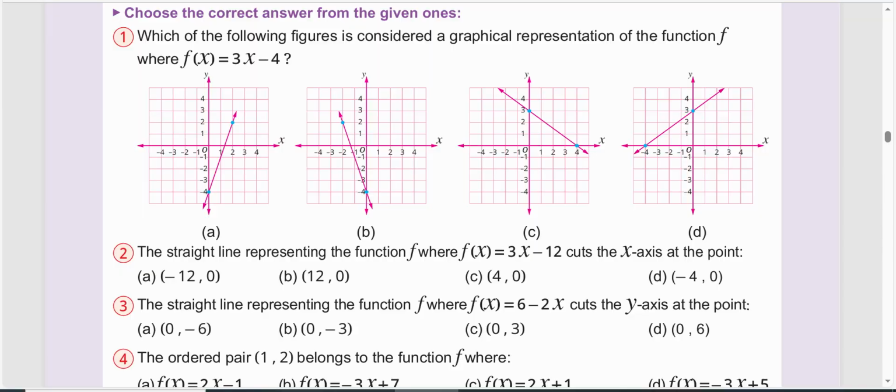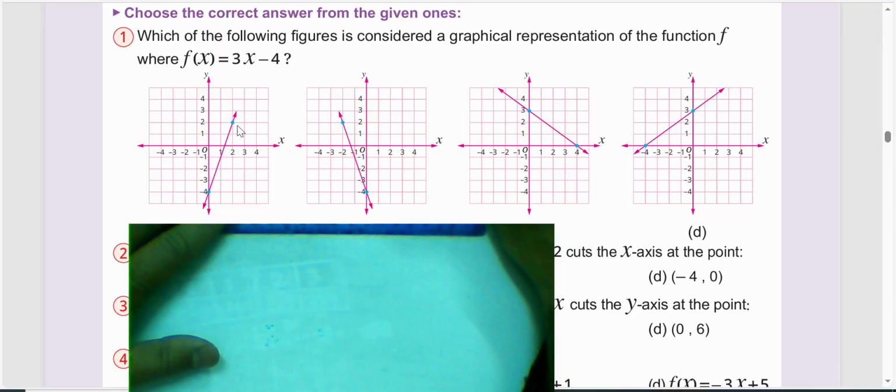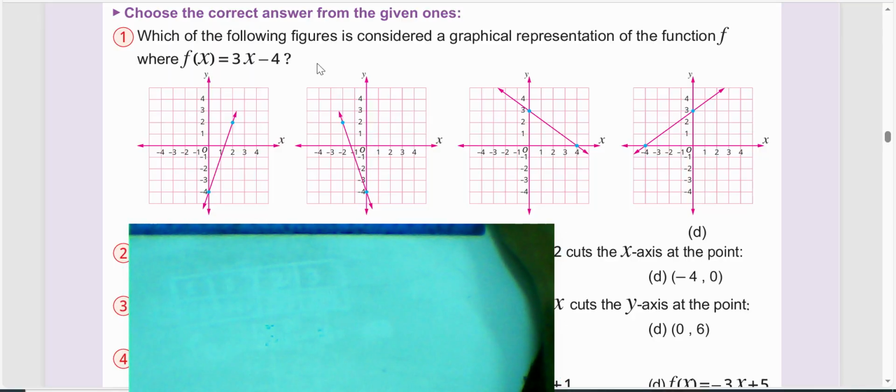Which of the following figures is considered the graphical representation of the function f of x equals 3x minus 4? Okay, look here. f of x equals 3x minus 4. It's increasing. We must choose either the first or the last because it's increasing. Then who can tell me here? We can write 3 and 1, 3 steps and 1 step. The slope is 3 over 1, such that 0 and negative 4 satisfies this equation.